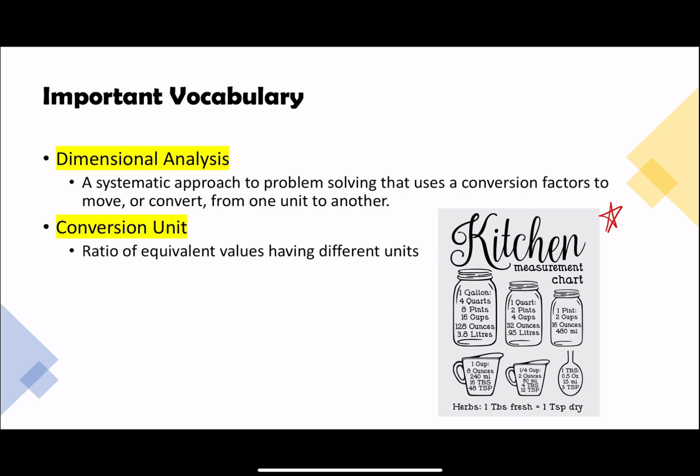And then the conversion unit, that's the ratio, the equivalent values that each unit has. So again, if you take a look at the kitchen measurement chart, 1 gallon is equal to 4 quarts, 8 pints, 16 cups, 128 ounces, and 3.8 liters. So all of those are conversions. So if I have a gallon of milk and I'm trying to figure out how much that is in liters, then I would take those numbers and use that to convert from gallons to liters, which is what we're going to take a look at.